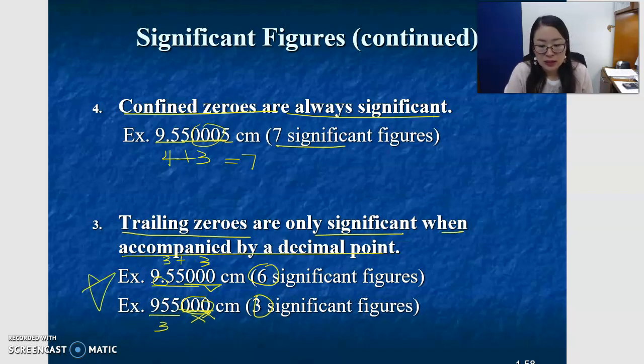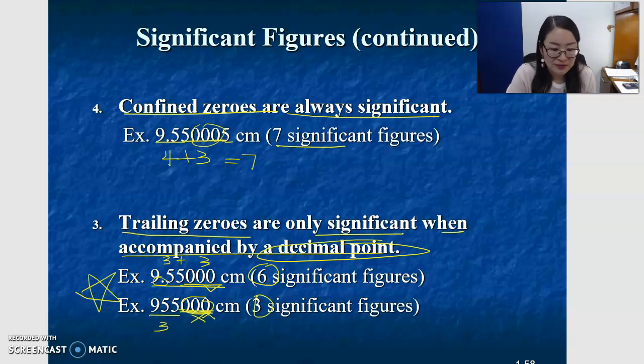Okay, so I'm sure you should be fine with the first three rules, but with this one, when you have trailing zeros, you will need to check: do you have a decimal point? That will make the number of sig figs different.